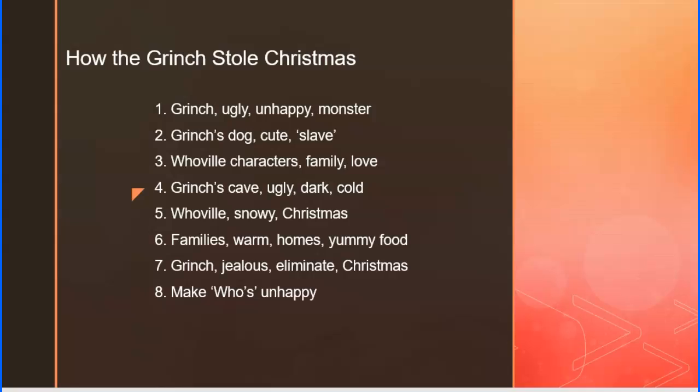It's snowy, it's Christmas Eve. Families are warm in their homes, there's yummy food, and we know that the Grinch is jealous and he wants to eliminate Christmas. So there is where we find out the main storyline of the book. And he wants to make the Whos unhappy. And so on those last 2 points, I can actually point out this is what the book is about, and then move into it. Now, I may have already done some of that in the introduction, but you can also highlight a few things in this first body paragraph.